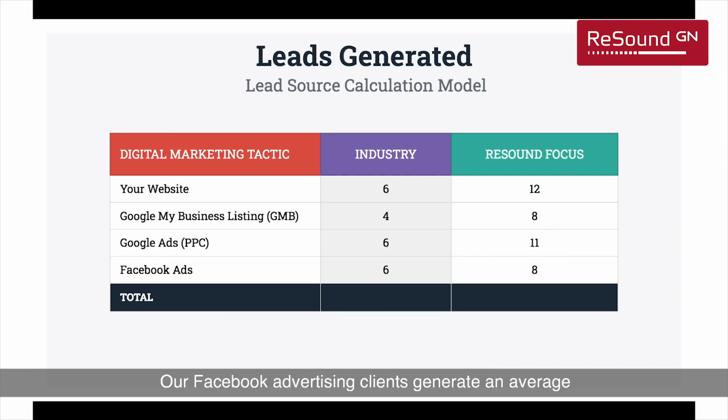Our Facebook advertising clients generate an average of 8 qualified patient leads per month per campaign. And based on competitor data in our field, the industry average is about 6 when adjusting for comparable ad spend, again.